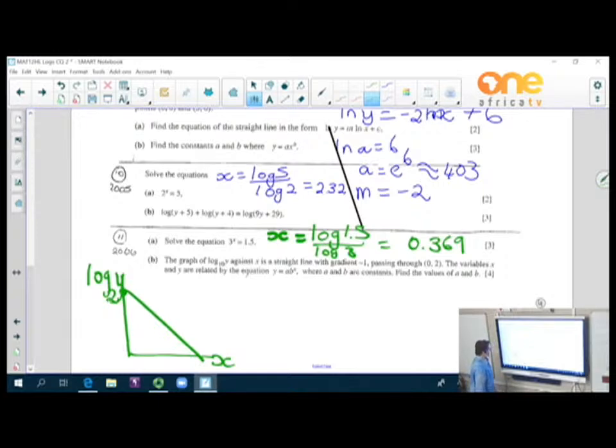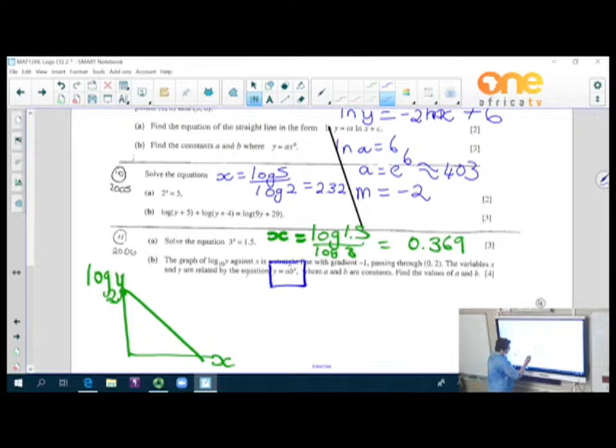The variables x and y are related by this equation: y is equal to AB^x. Look again, x is the index, so only the log y axis is locked. That means I need to unlock my gradient. Find the values of A and B. Now this time they don't tell you to show that it's a straight line graph, but you need to do that, otherwise you won't be able to solve A and B.